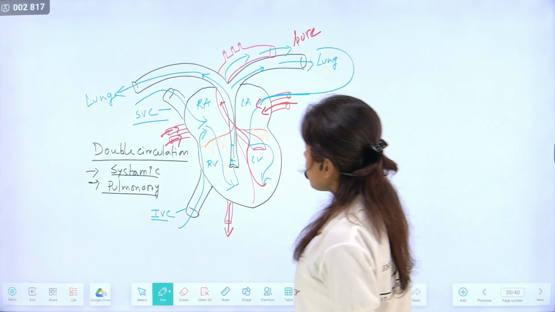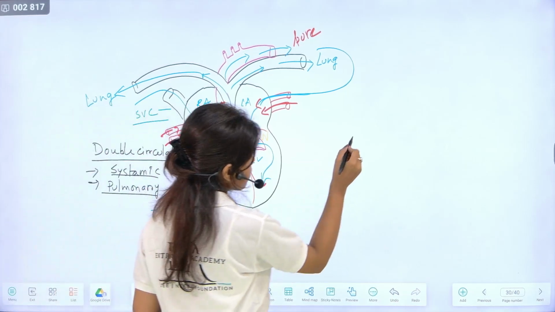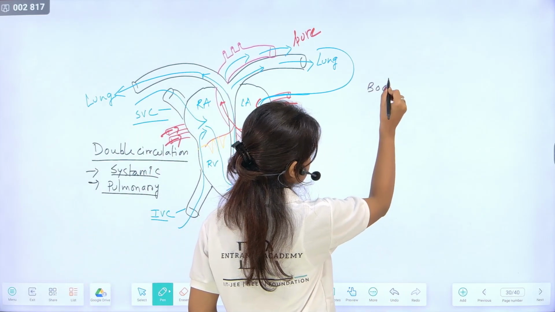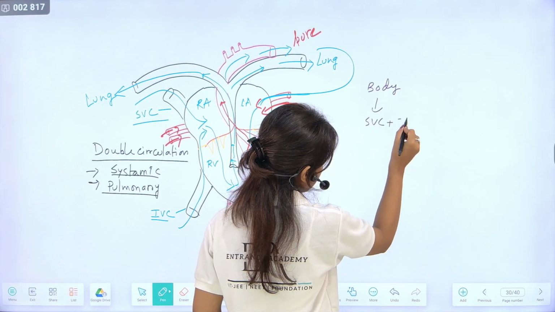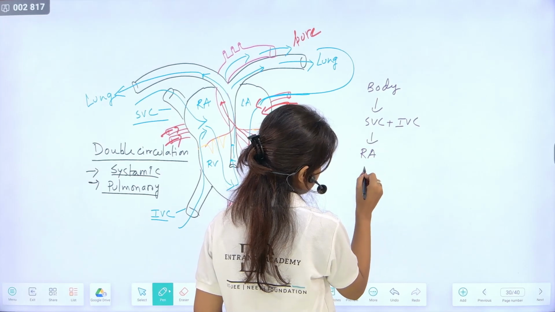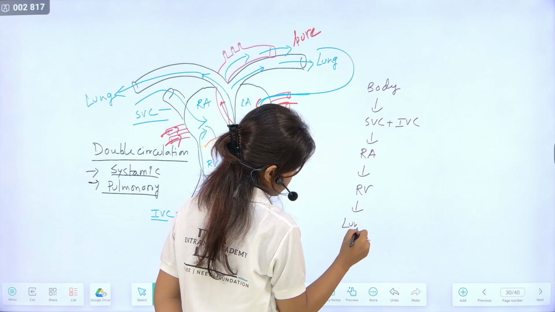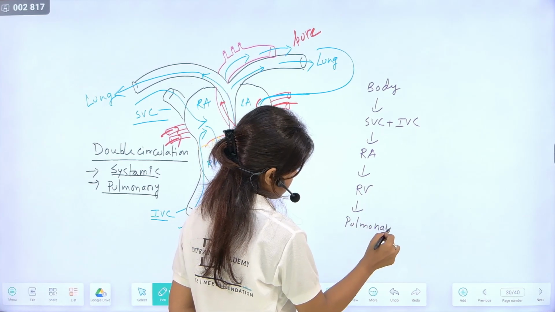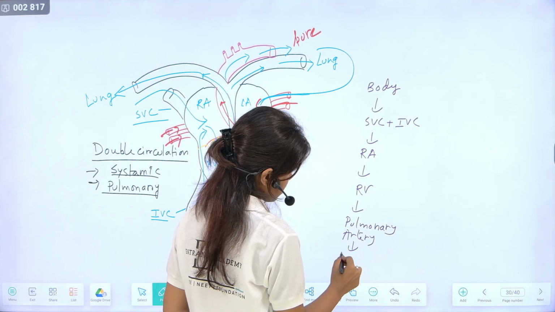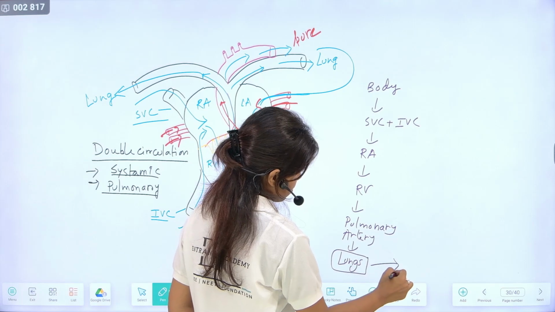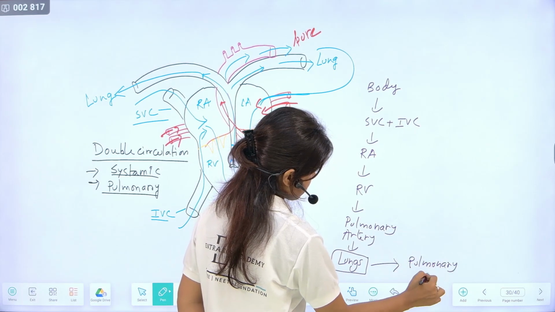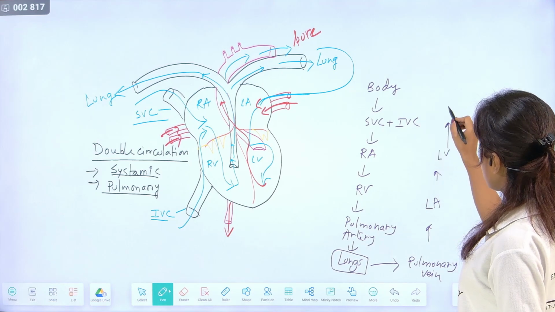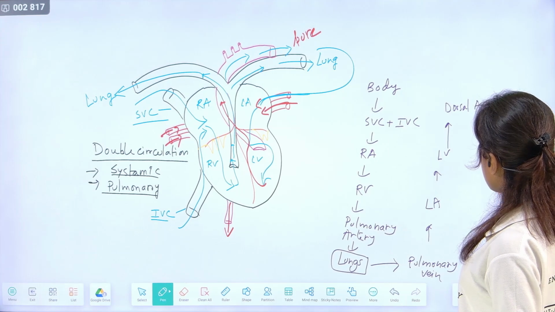So here the various parts of the heart chambers are involved. For example, body, SVC plus IVC, right auricle, right ventricle, lungs, pulmonary artery, lungs, pulmonary vein, left auricle, left ventricle, dorsal aorta, again goes to the body.